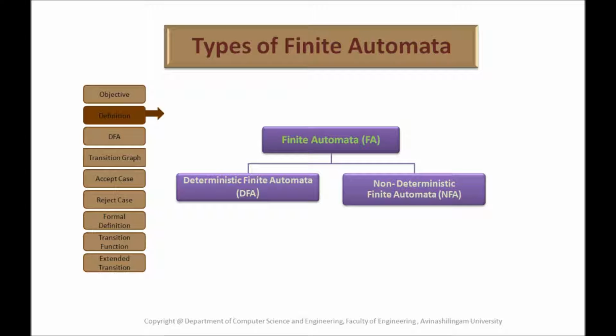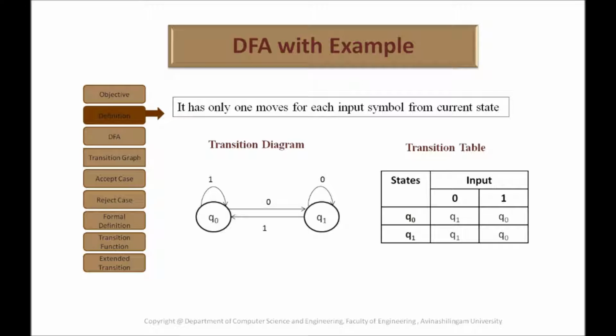Here in this session, we'll see deterministic finite automata and how to represent it in a graphical way, and we have to check whether the given string is accepted or not, and then we have the transition function. First we'll see DFA with an example. So here we have a transition diagram. It consists of states Q0 and Q1. Here we have input symbols 0 and 1.